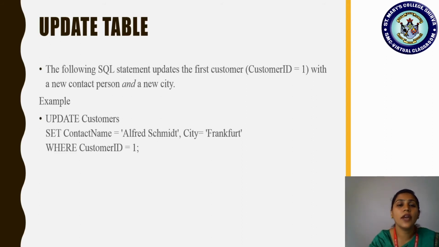Along with the where clause, while attaching the condition, we should remember that the condition should be attached for the key attribute. Here the key attribute was which one? The customer ID. So: update customers, set contact name equal to Alfred, city equal to Frankfurt, where customer ID equal to 1. This is how the update statement is used.